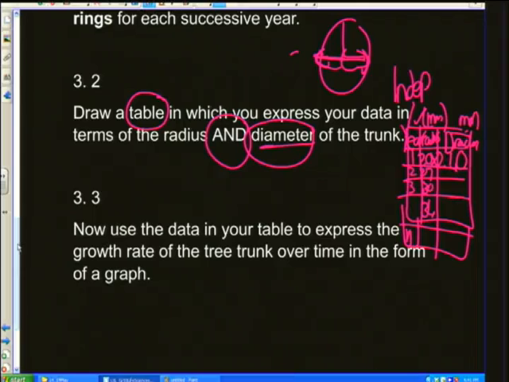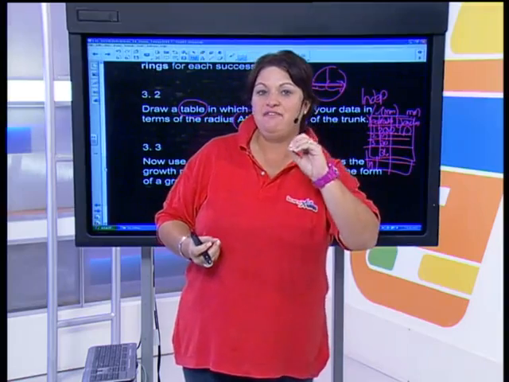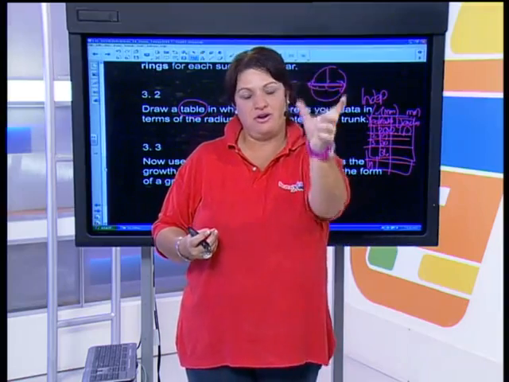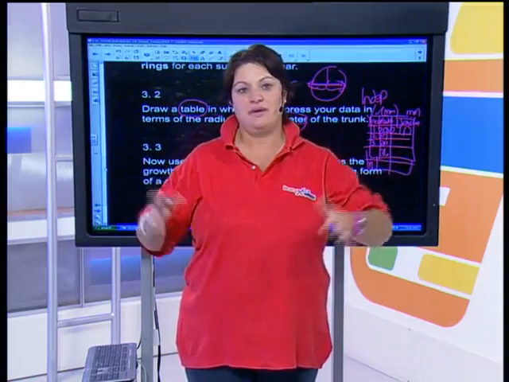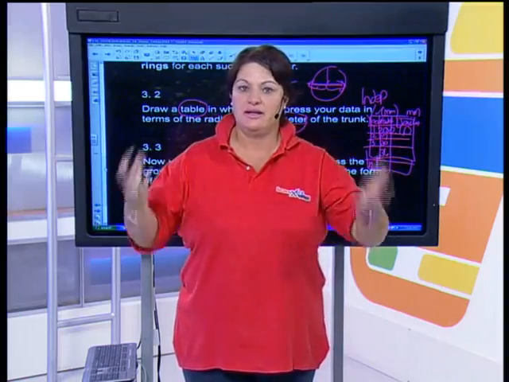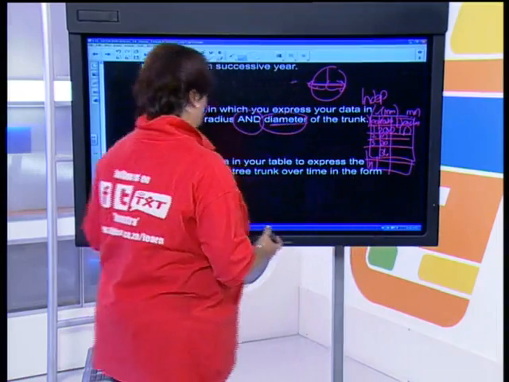So all they've asked me to do is take that information and to plot it. I haven't got any information other than the fact that I've got the width of the tree rings. And from that diagram, I've got a whole lot of data that I can then express and put into a table form.